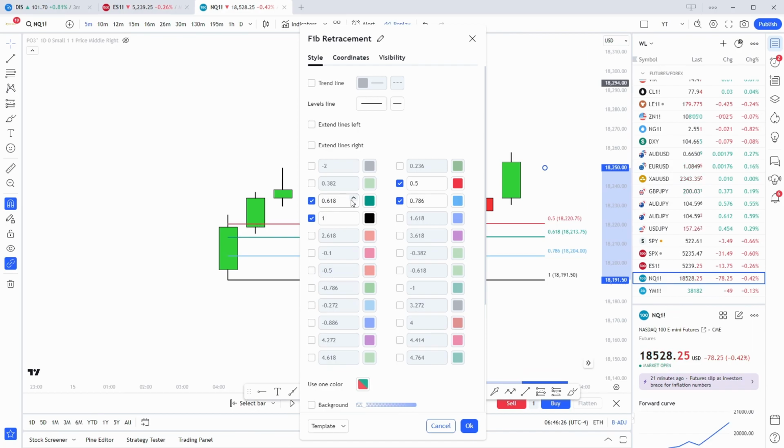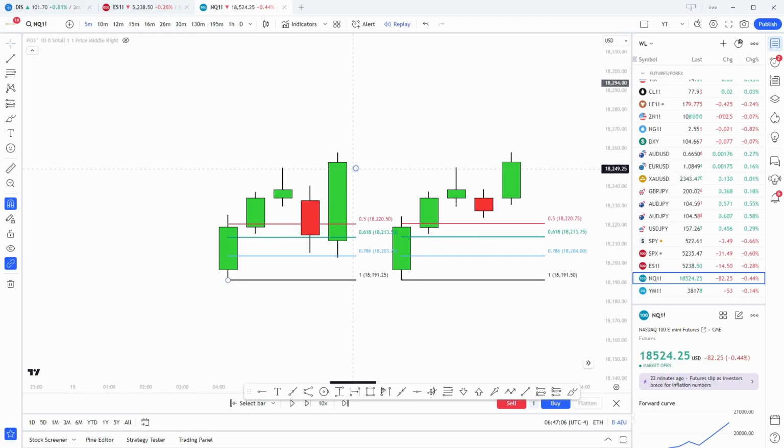That's ideally where you want to use more confluence, like a fair value gap or maybe an equilibrium block in that range, paired with the optimal trade entry to get a pretty low risk, high reward trade setup. Now we're going to teach you how to draw them.